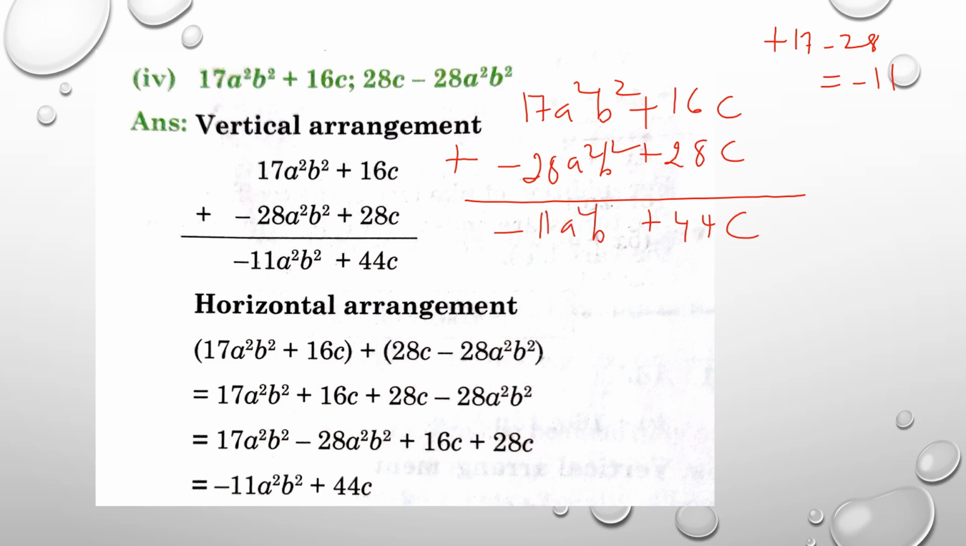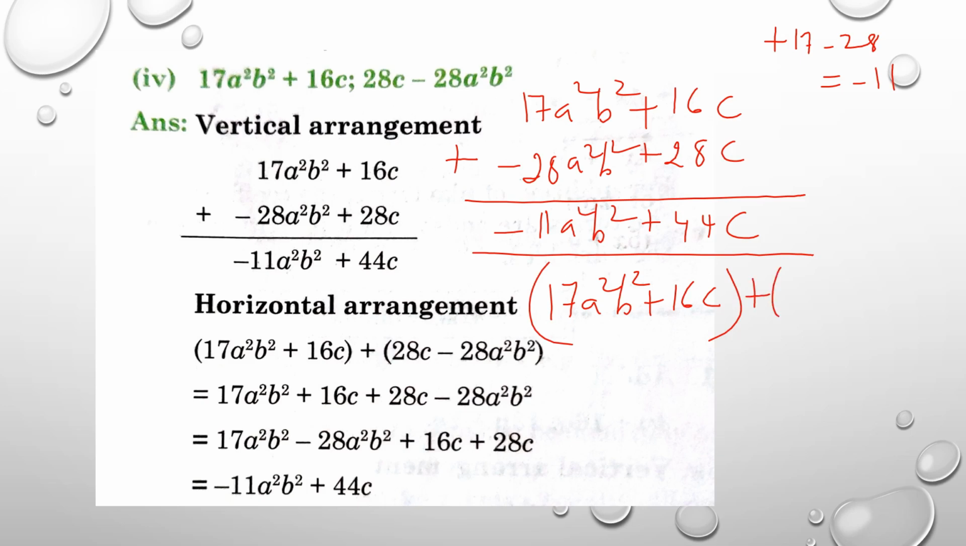So this is your vertical method. Okay, now we have to do the horizontal method. Now 17a square b square plus 16c plus 28c minus 28a square b square. Now open the bracket. 17a square b square plus 16c plus 28c. Now plus and minus will become minus 28a square b square.